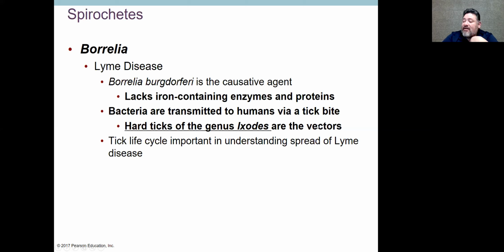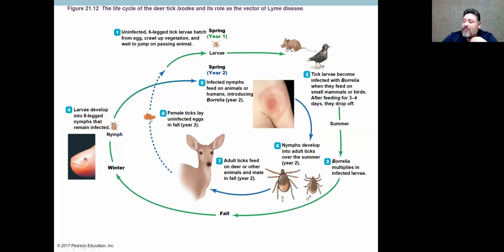And the life cycle is interesting. There are uninfected eggs that are laid on an animal. Those hatch into larvae. Those then jump onto plants and then subsequently into rodents or birds, where they become infected with the Borrelia. Okay, and then they end up growing and subsequently jumping onto other animals, including ourselves, biting us and transferring that infection, that Borrelia, onto us.